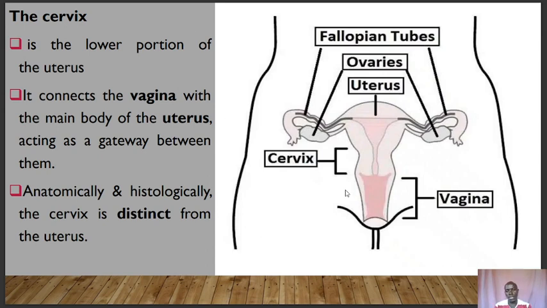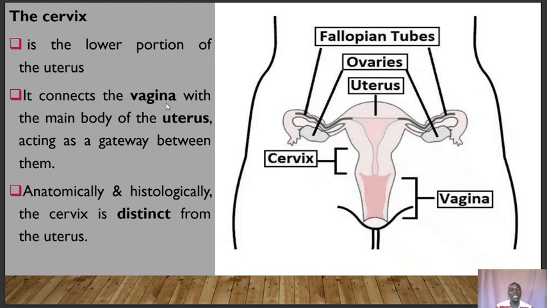From the vagina, we get to the cervix. This is the lower portion of the uterus. The uterus is just superior, up here. The cervix connects the vagina with the main body of the uterus, and it acts as a gateway between the two. If you want to get to the uterus, you have to pass through the cervix. So it's a gateway. It's the neck, guys.